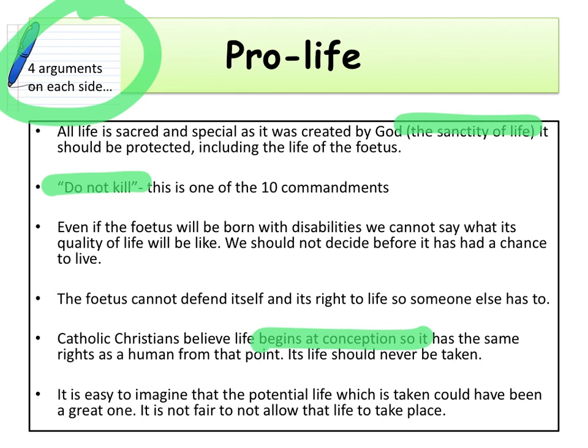Finally, we've got to imagine the potential life which could have taken place. If we imagine that the mother of Einstein, or Steve Jobs even, had decided to have an abortion, then we could justifiably say that the world would be a completely different place. Many people would say that it's not fair not to allow a life to take place when we don't know what that life will achieve.